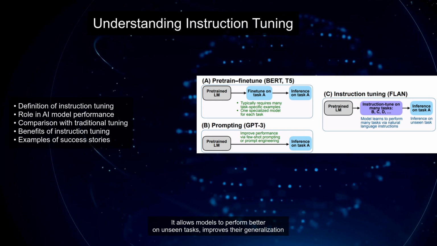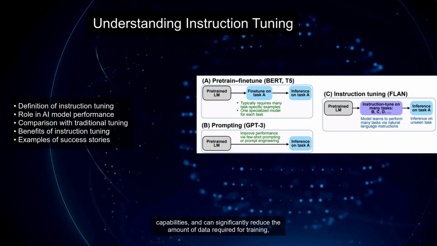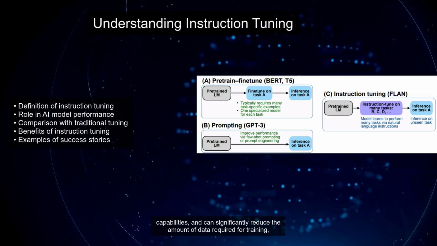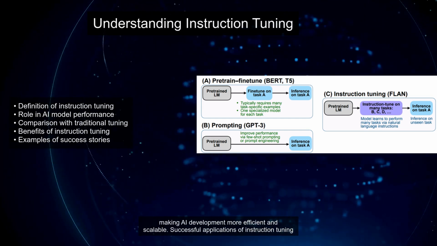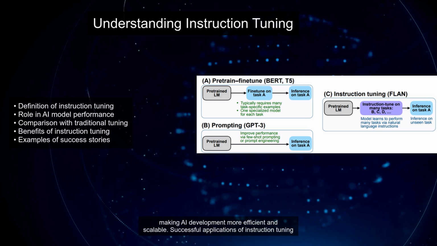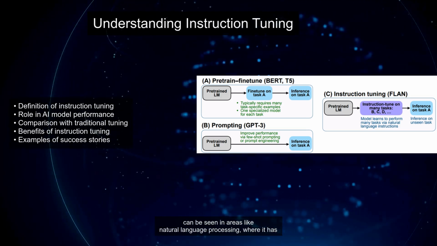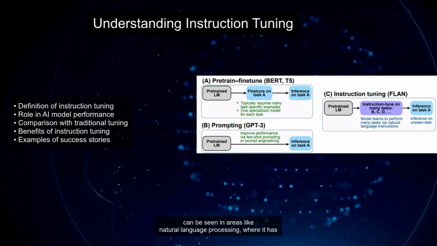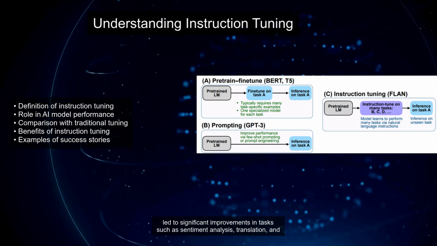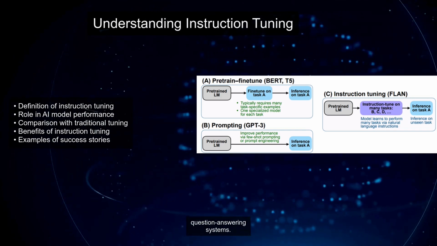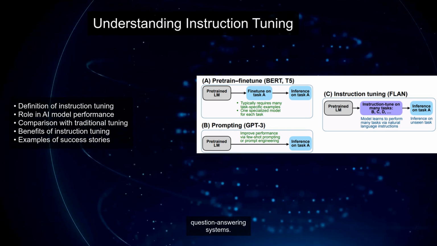It allows models to perform better on unseen tasks, improves their generalization capabilities, and can significantly reduce the amount of data required for training, making AI development more efficient and scalable. Successful applications of instruction tuning can be seen in areas like natural language processing, where it has led to significant improvements in tasks such as sentiment analysis, translation, and question answering systems.